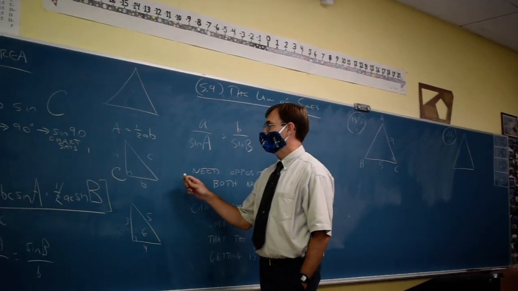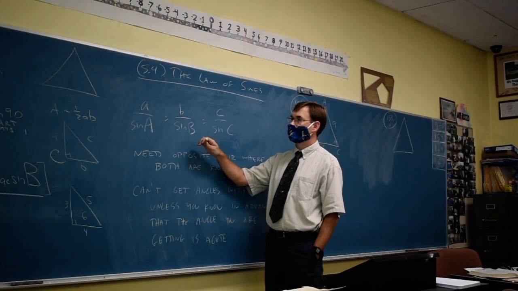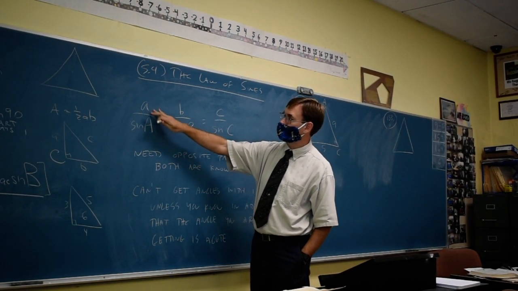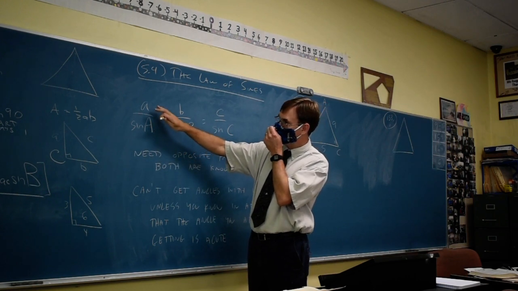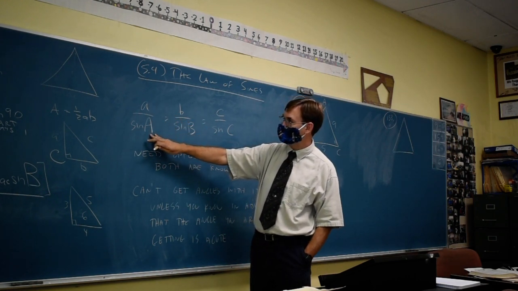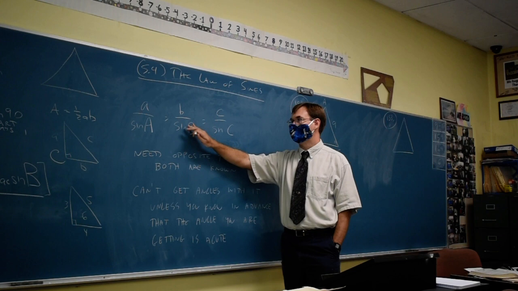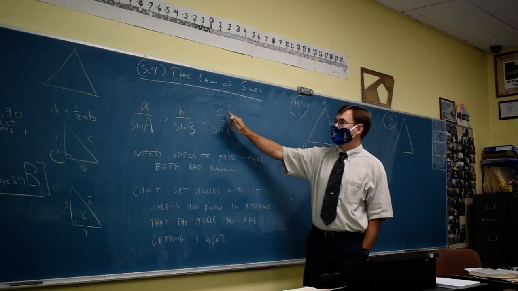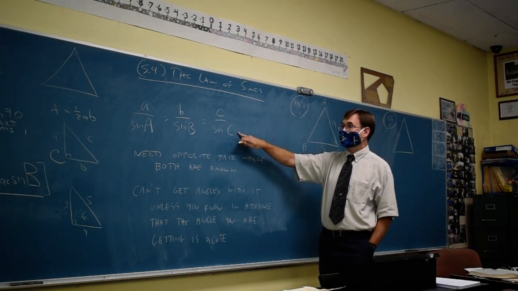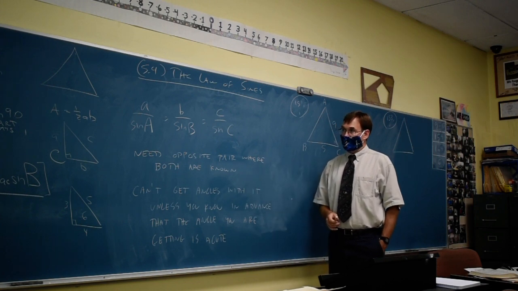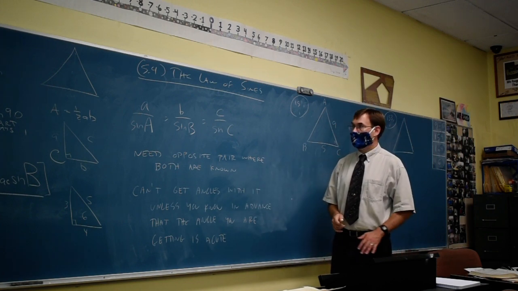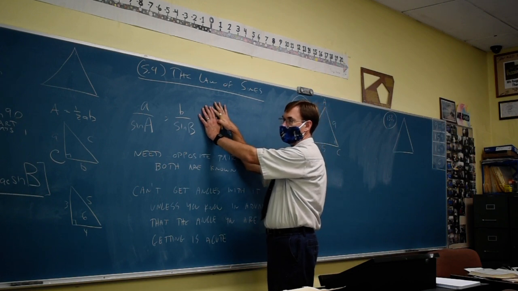Usually you'll see this in alphabetical order, and usually you'll see it with the sides on the top and the angles on the bottom. Something like side A over the sine of angle A equals side B over the sine of angle B equals side C over the sine of angle C. It's rare you'll see all three fractions happen at once. You're going to see something more of this style.